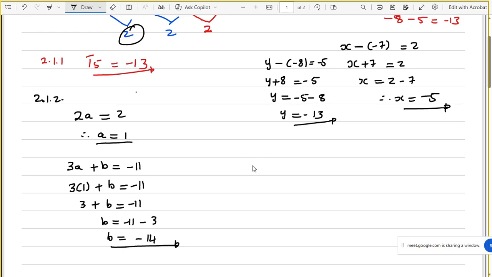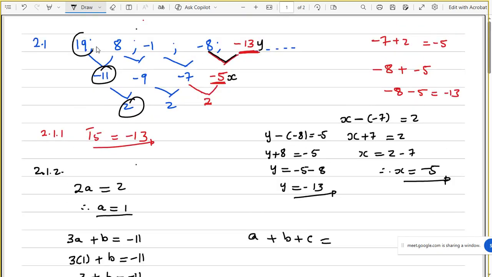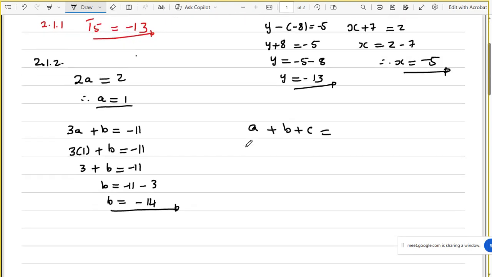To find the value of c, you add a with b with c and equate that to the first term of the sequence, which is 19. So basically, this is 2a, this is 3a plus b, and this is a plus b plus c. Now we're going to equate that to 19 and solve. So a is 1, b is -14, plus c is 19. So 1 minus 14, that's -13.